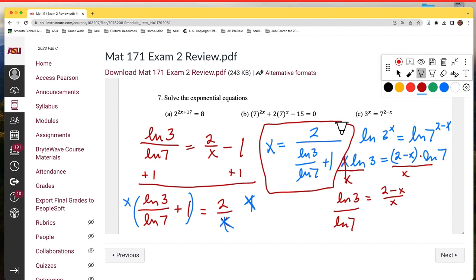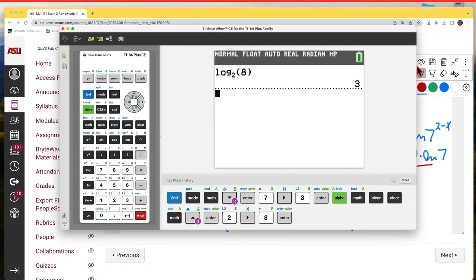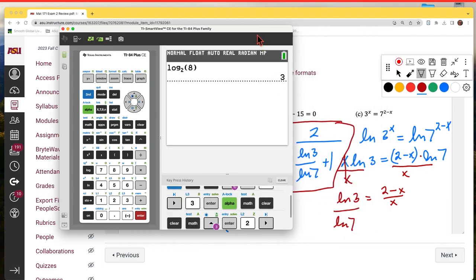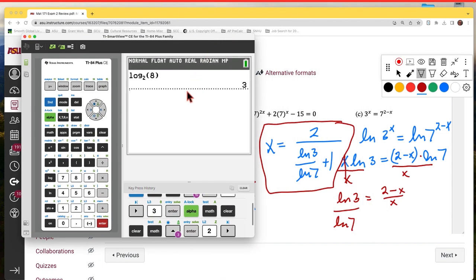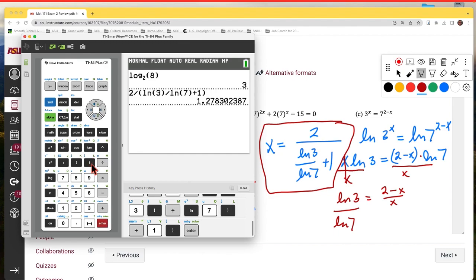Okay. Otherwise, we would put it in here as 2 divided by, I'm going to put a parentheses. Where's my natural log? Natural log of 3 divided by natural log of 7 plus 1 with the parentheses. So I've got the whole denominator in the parentheses, and we'll see it'll give us a number.